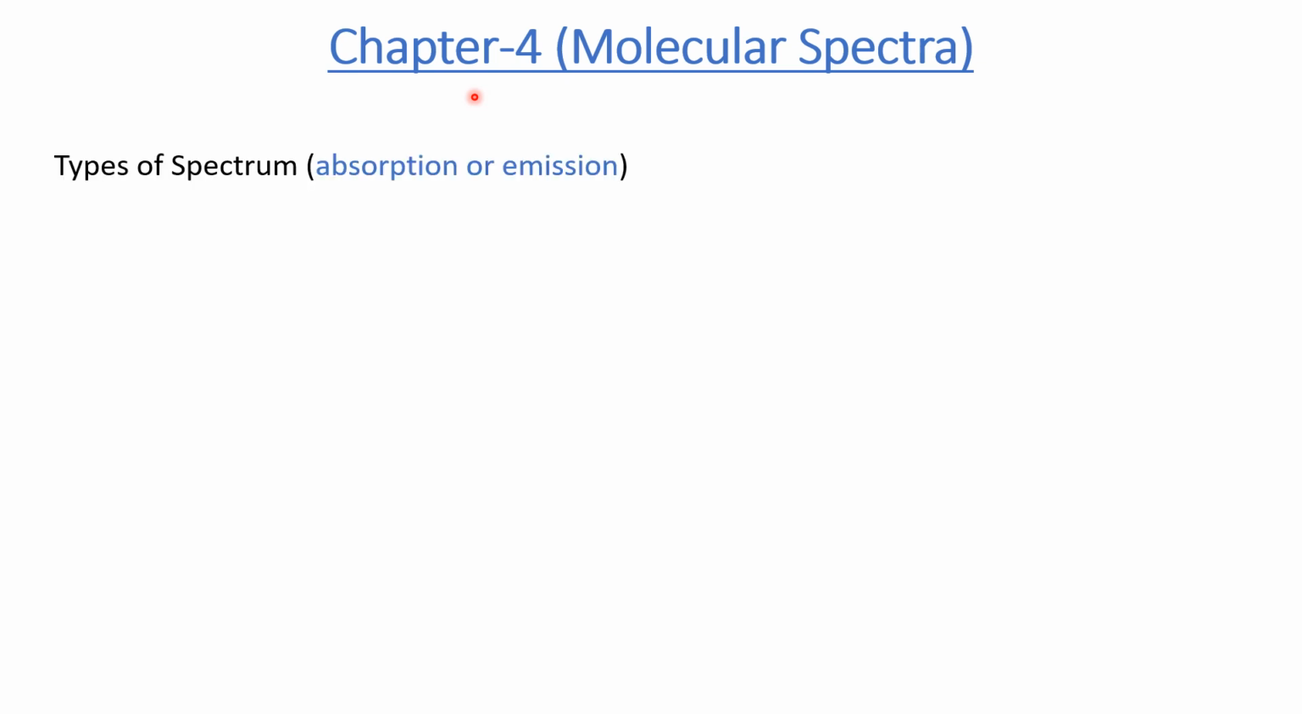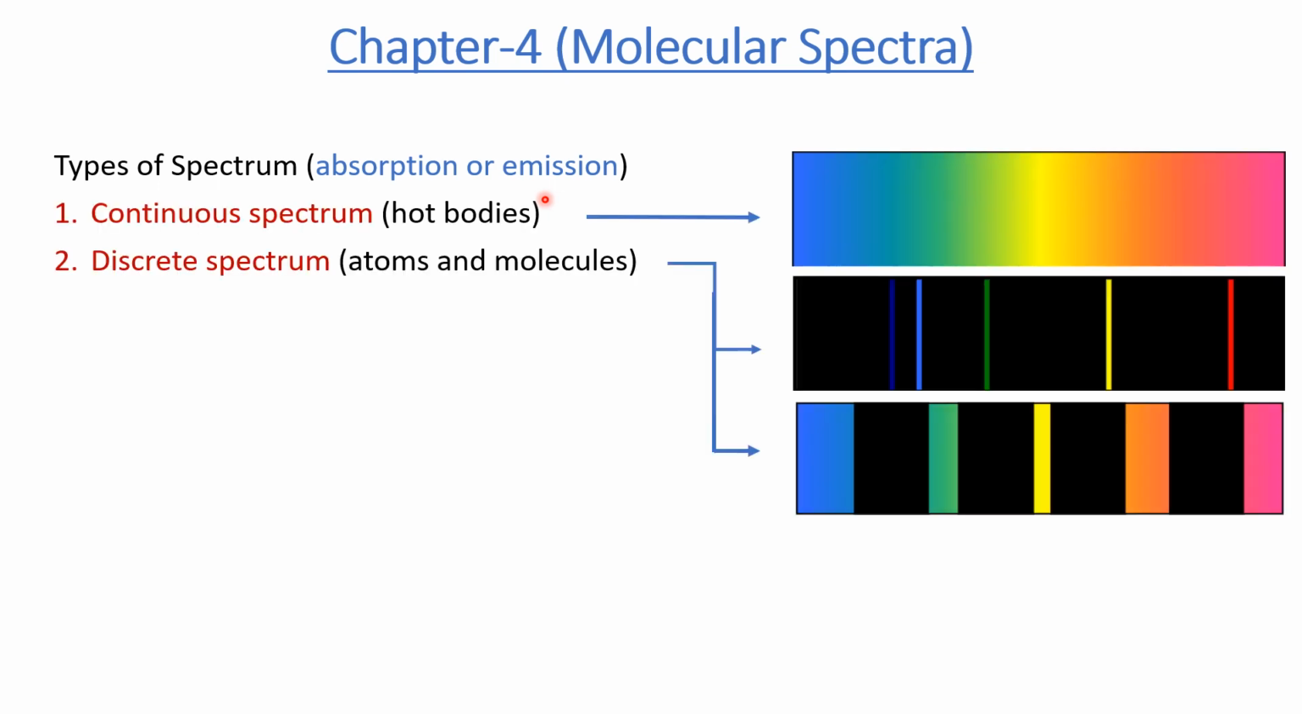Today I have an introductory lecture about the molecular spectra, and this is chapter 4 of our syllabus. You know that we have two types of spectrum. One is called absorption spectrum, and the other is called emission spectrum. And the spectrum is further divided into two types. One is called continuous spectrum, and the other is called discrete spectrum.